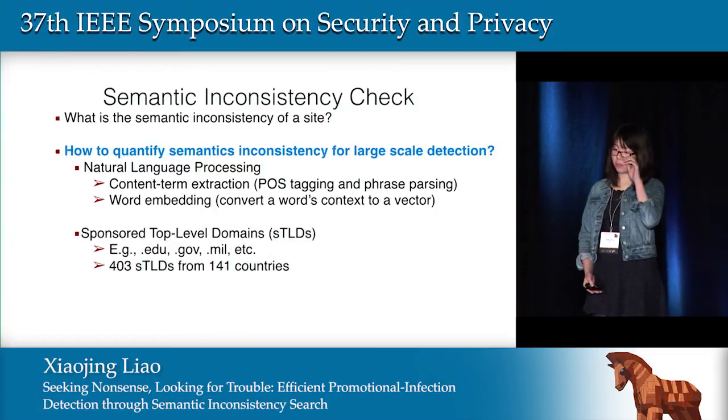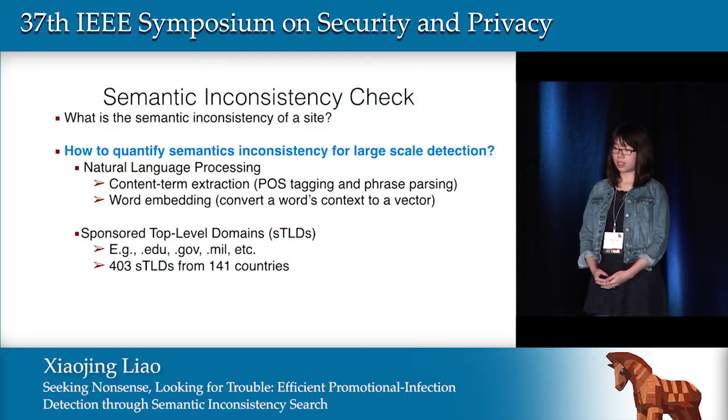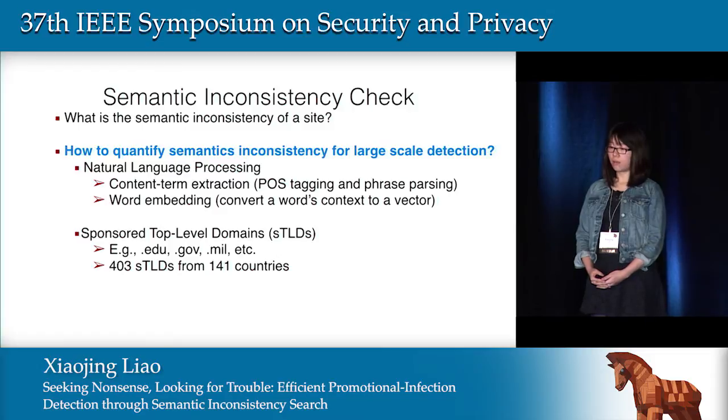Our current study focuses on detecting sites with sponsored top-level domains, which we call STLD, such as .edu and .gov. All of these STLD sites carry explicit semantics, such as websites of the EDU STLD being required to be United States affiliated institutions. We will show how we use word embedding technique to quantify the semantics of 403 STLD sites from 141 countries.